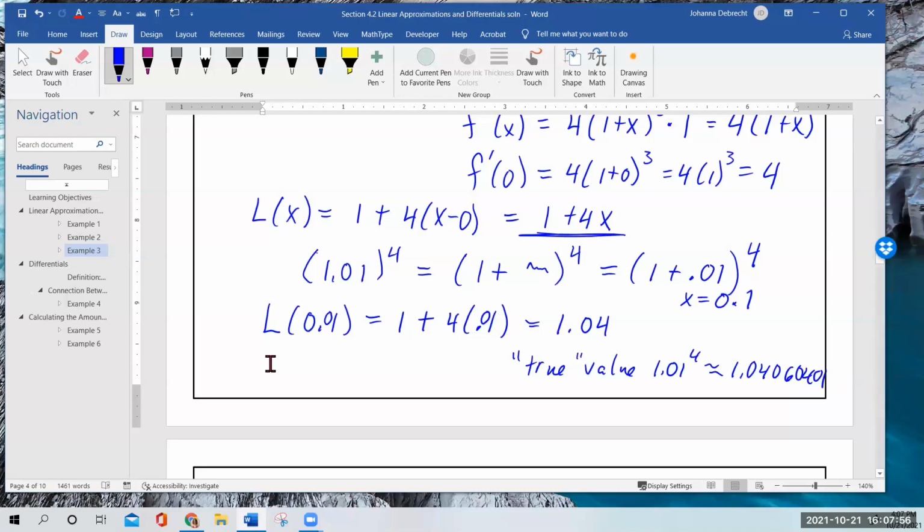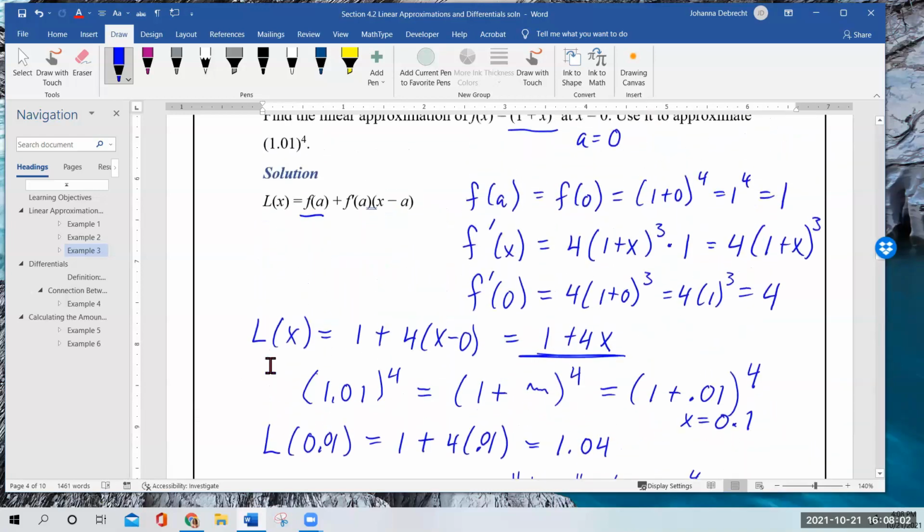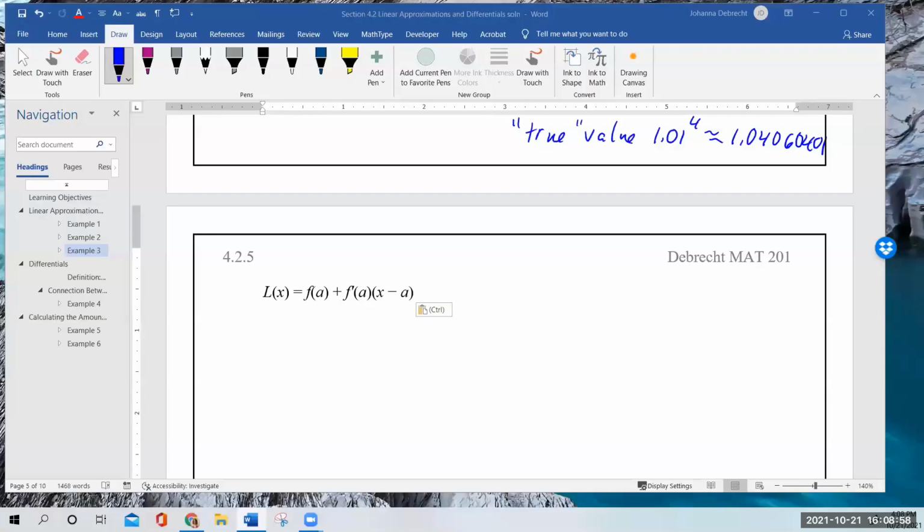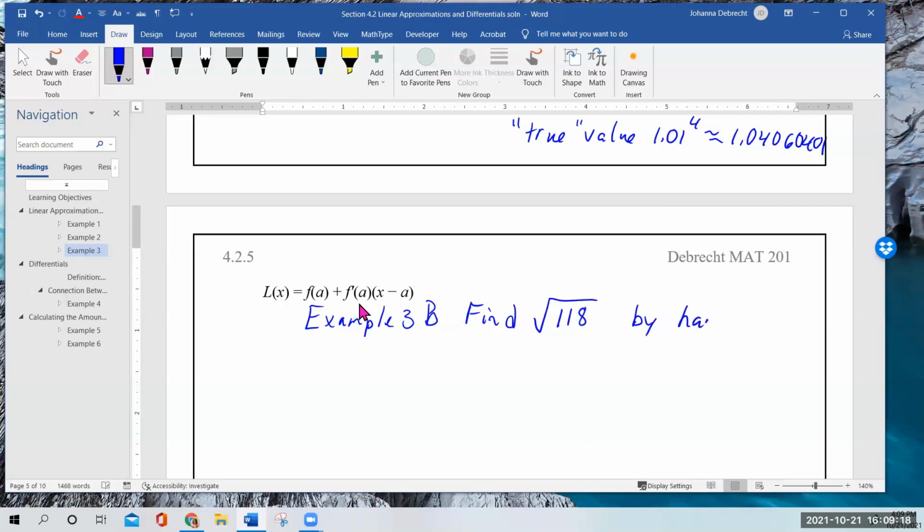I like to use the linear approximation function when I need to calculate square roots. That would probably be the time I use it the most. Then sometimes you don't always know what the value of a is. Let's take a look at an example that I'll make up here on the spur of the moment. Okay, let's suppose that you were given another example, and we'll call this example 3B. And you were asked to find the square root of 118 by hand.